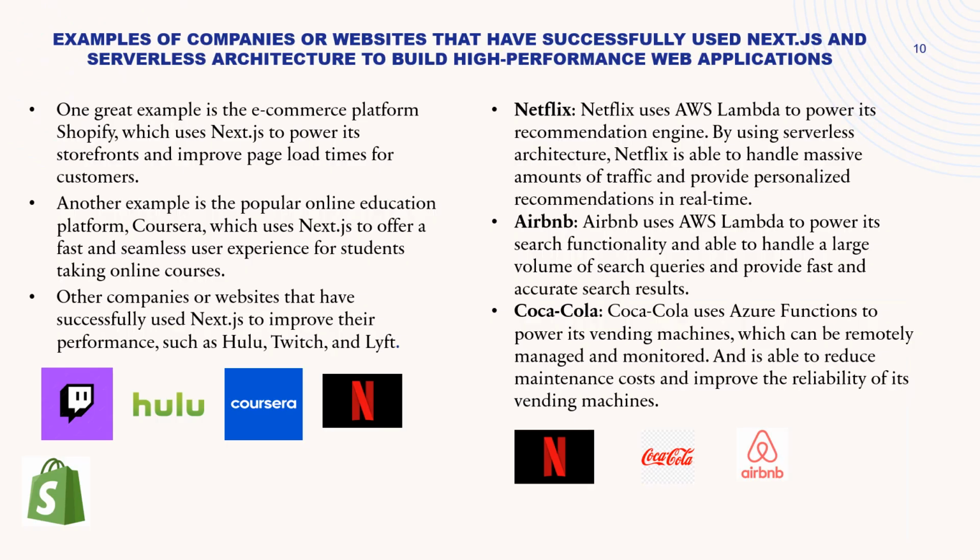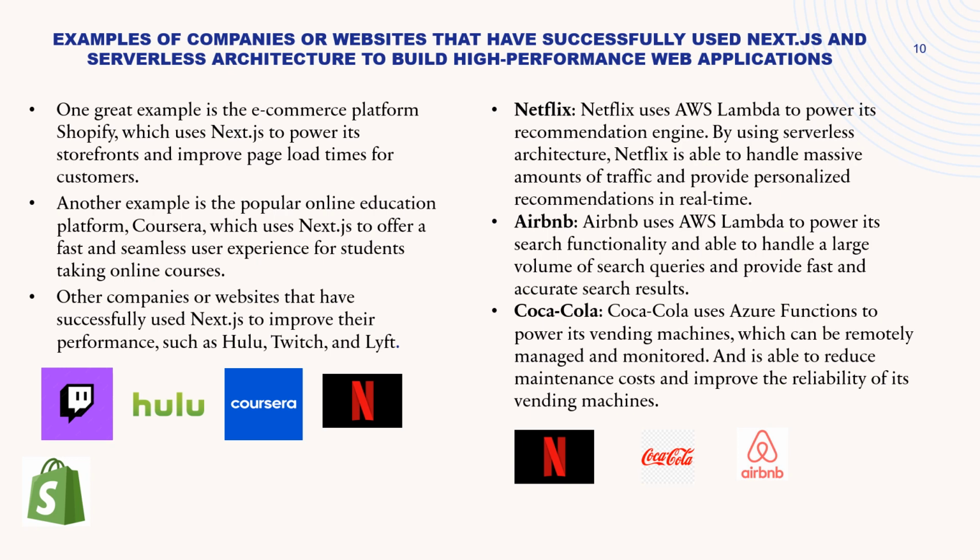Let's look at examples of companies that have successfully used Next.js and serverless architecture to build high-performance web applications. Let's look at Next.js first. One great example is the e-commerce platform Shopify, which uses Next.js to power its storefront and improve page load time for customers. Another example is the popular online education platform Coursera, which uses Next.js to offer a fast and seamless user experience for students taking online courses. Other companies that successfully use Next.js to improve their performance include Hulu, Twitch, and Lyft.